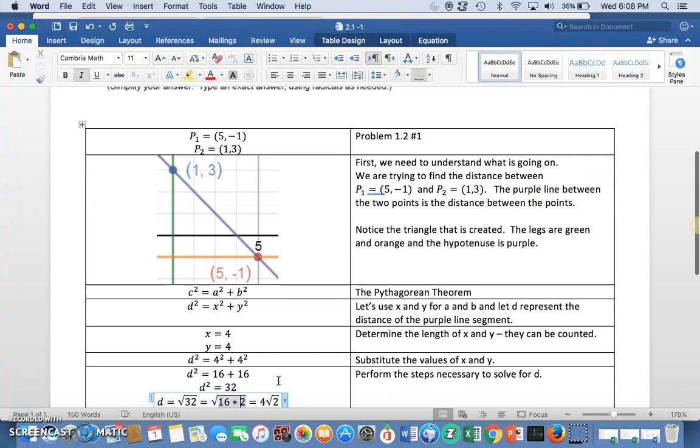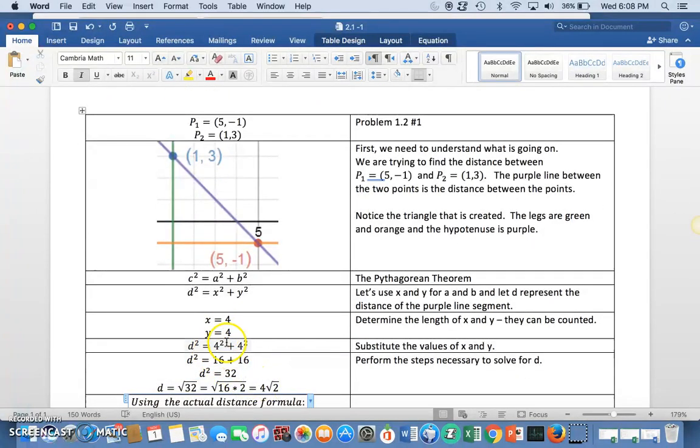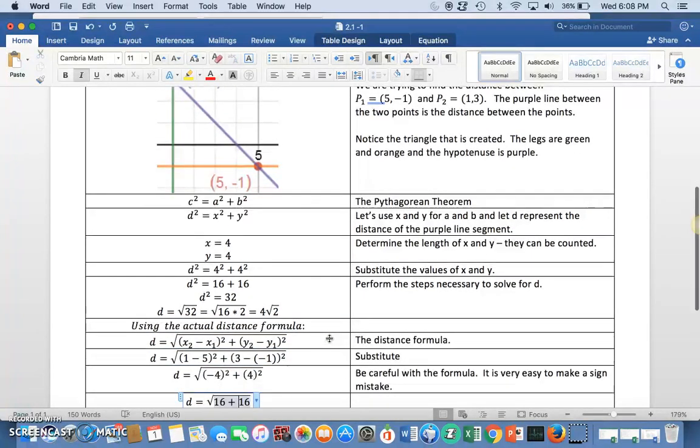So using the Pythagorean theorem, plug it in. X squared is 16. Y squared is 16. 16 plus 16 is 32. So D squared is 32. We don't want to know D squared. We want D. D equals the square root of 32.